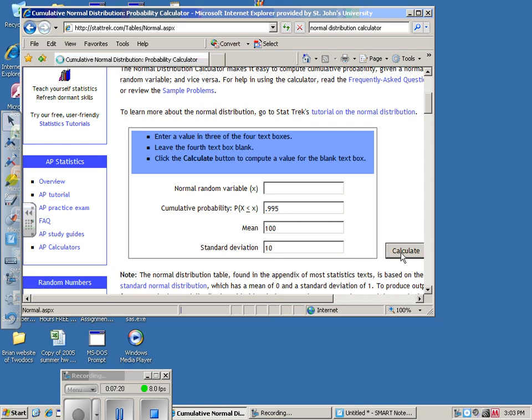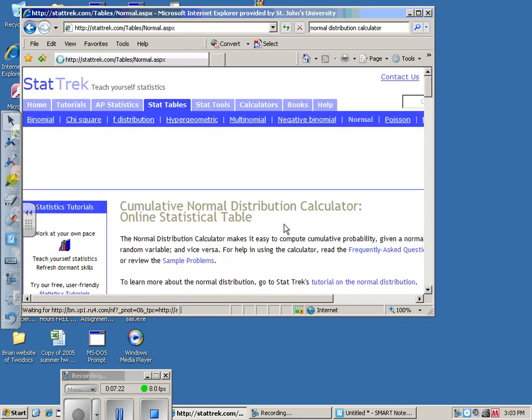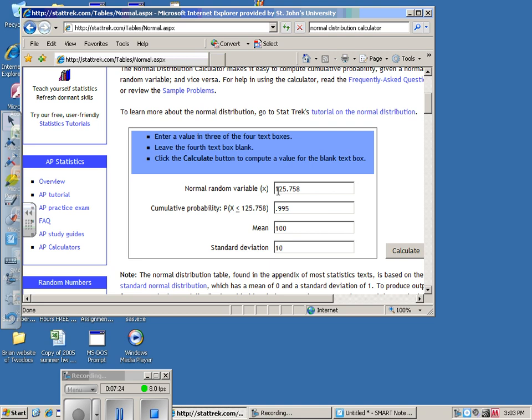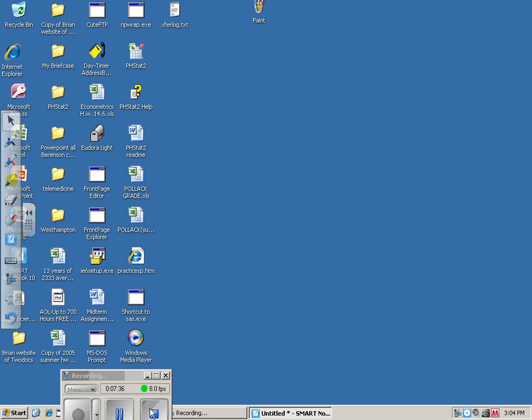Let's calculate. And what pops up is 125.758, or 125.8. So using the calculator, which again you can find on your own, solves that problem. Let's shut down this.